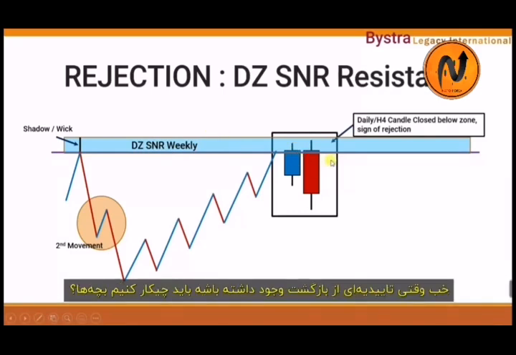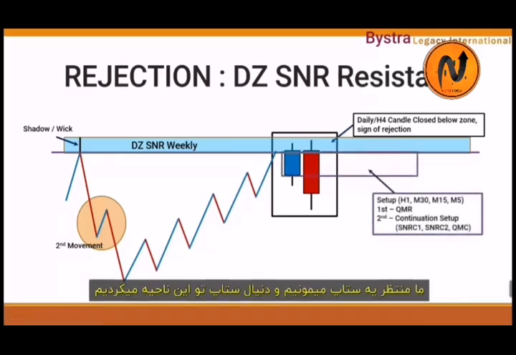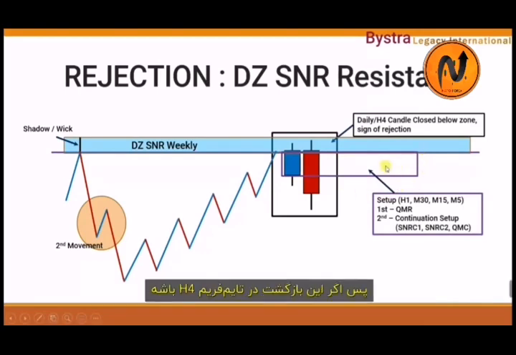So once there is a confirmation of rejection, what should we do, guys? We wait for a setup. Look for a setup in this area. So if this is an H4 time frame rejection, we will look for the setup at the H1 and below. If this is the daily rejection time frame, we look at the H4 time frame and below.